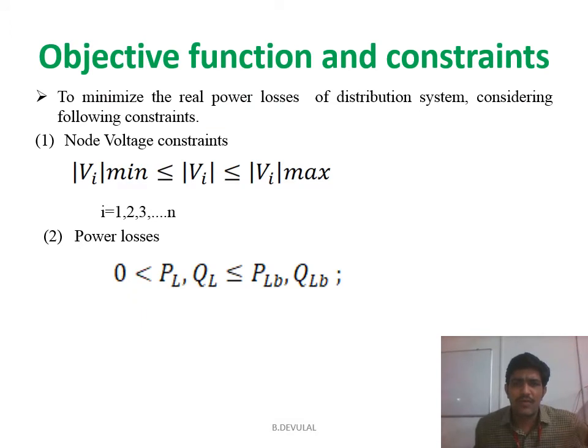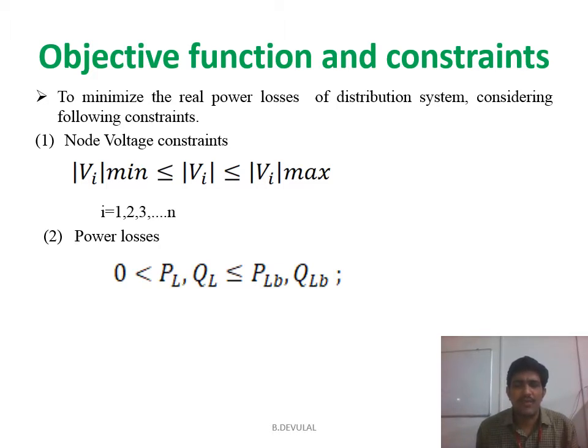The objective function and the constraints are to minimize the power losses in the distribution system. We use the voltage constraint, V minimum less than Vi less than V maximum. The limits will be within the range, and then we have the power constraints also, 0 less than PL and 0 less than QL.